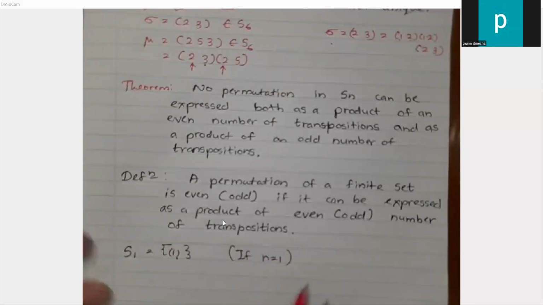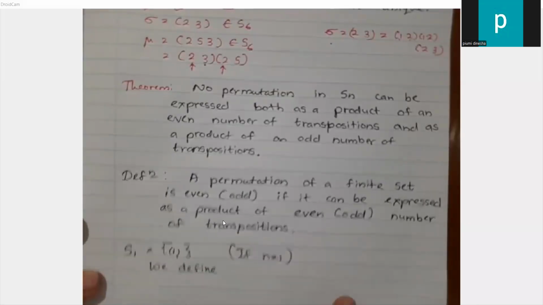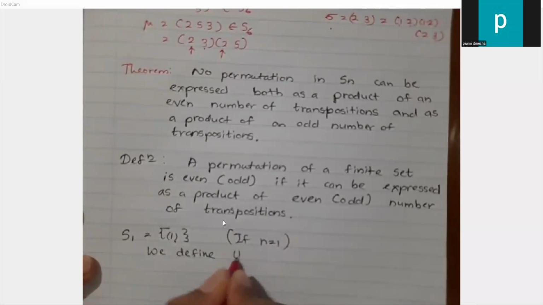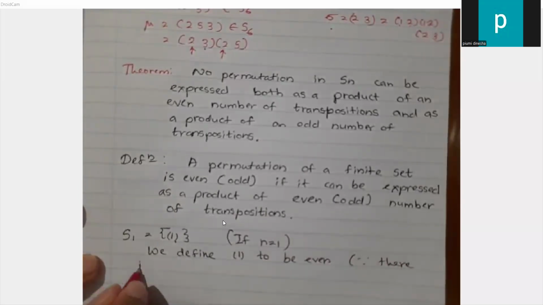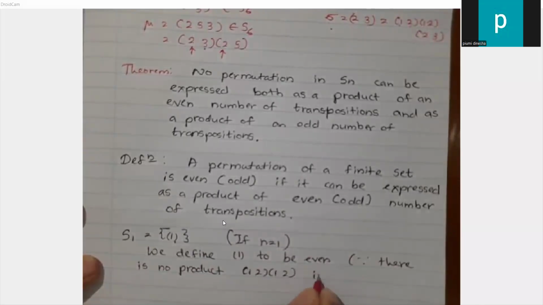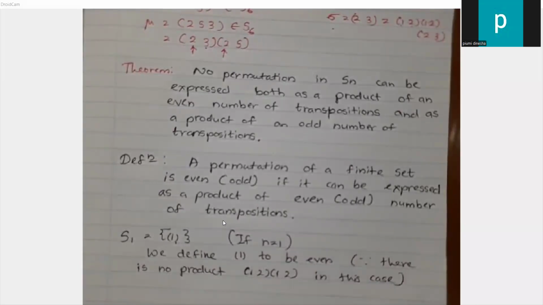If n equals 1, this is the case, right? We define, in this case, the identity to be even because in this case, there is no transposition (1 2) at all. It's only containing one permutation, which is the identity permutation, fixing that one element, right?